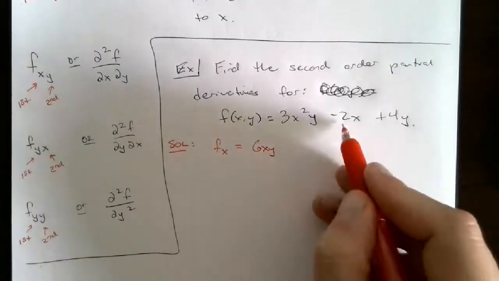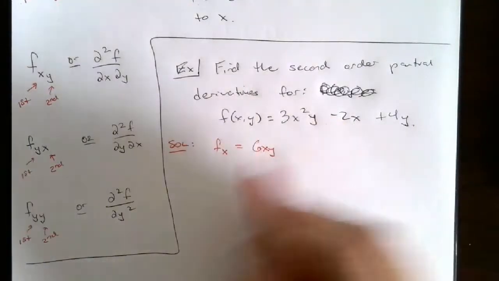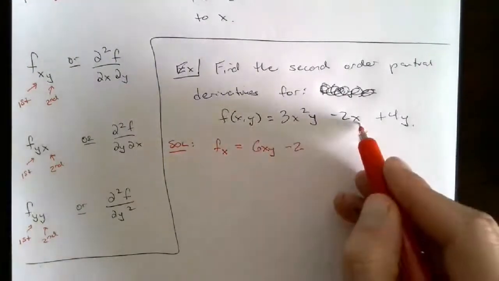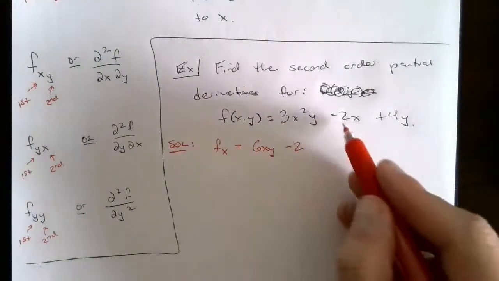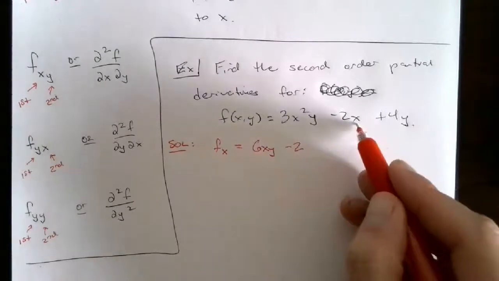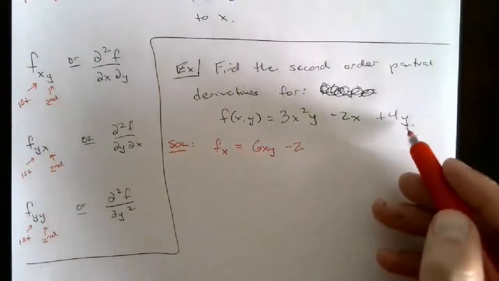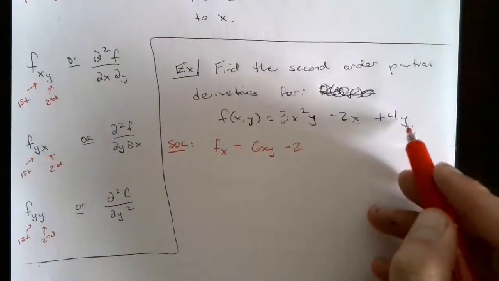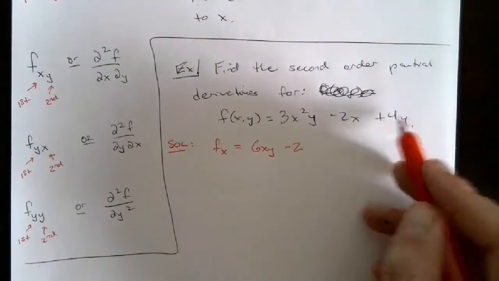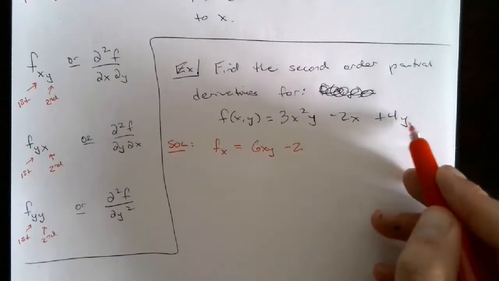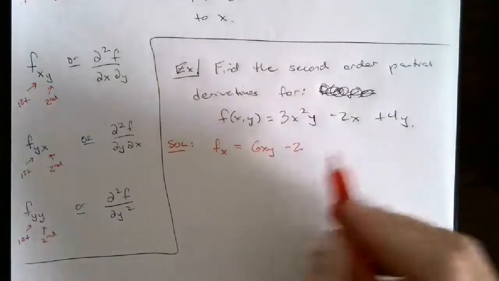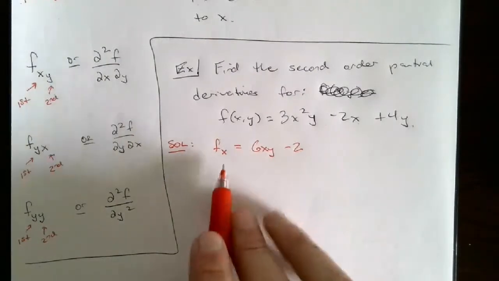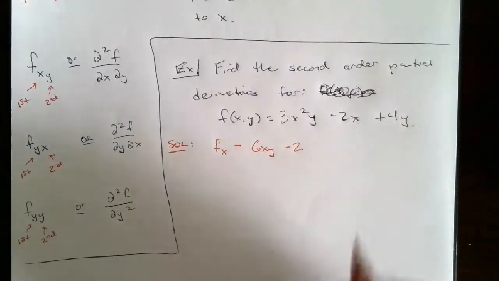6xy, minus the derivative of 2x with respect to x, which is just minus 2 times 1, which is minus 2, because the derivative of x is 1. It's a constant times a function, the constant stays, and the derivative of the function is just 1. Then the derivative of 4y with respect to x: is this a constant or a function? It's a constant because it doesn't have any x's in it. 4y is a constant, and the derivative of a constant goes to 0. So the first derivative with respect to x is just 6xy minus 2.